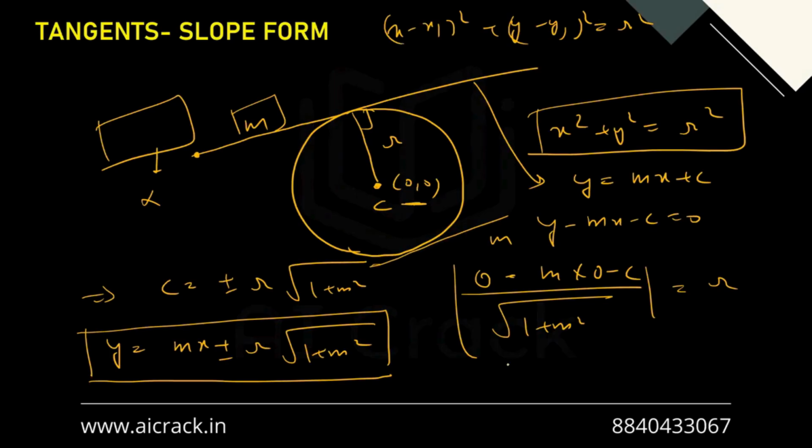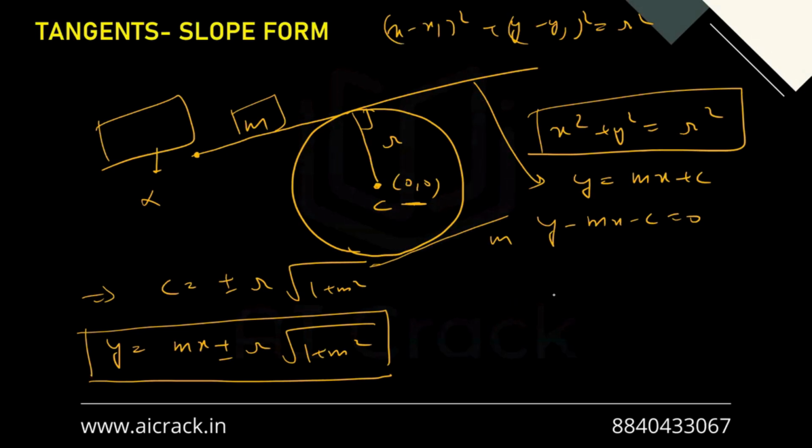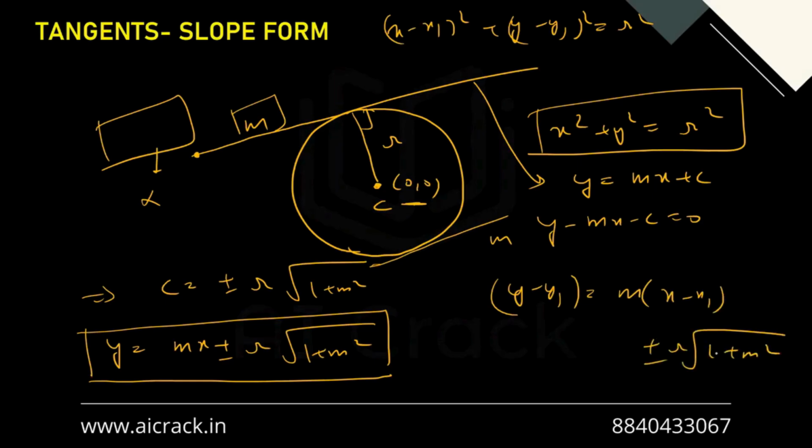So our generic equation would become y minus y1 equals m times x minus x1 plus minus r times under root 1 plus m square. So this is our generic equation for any circle. We won't be using this because it looks a little complicated to remember. We can use the general basic formula.